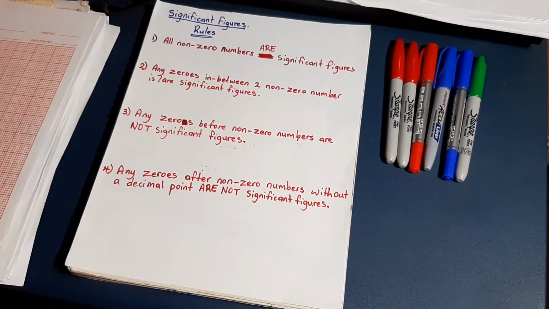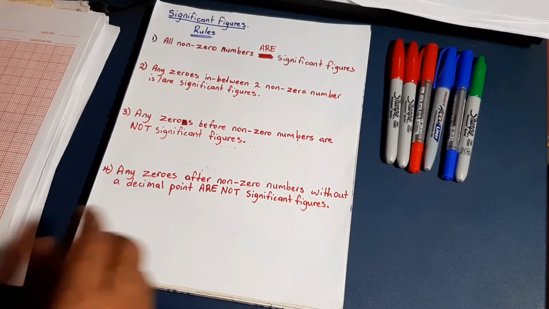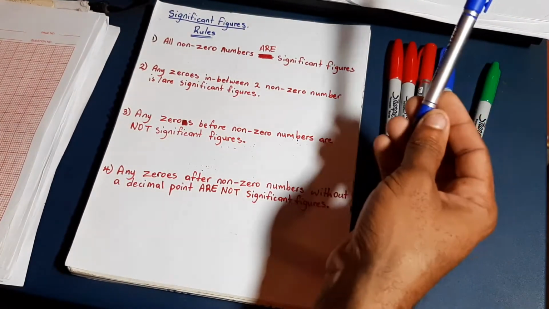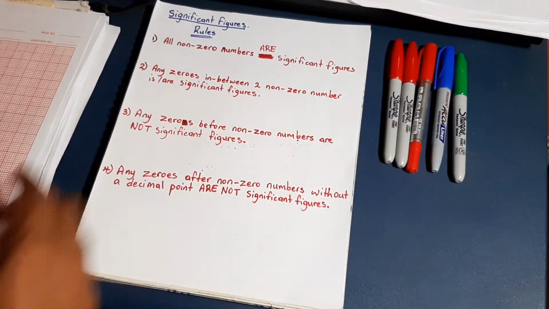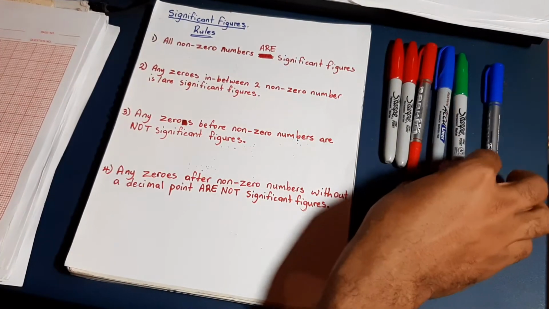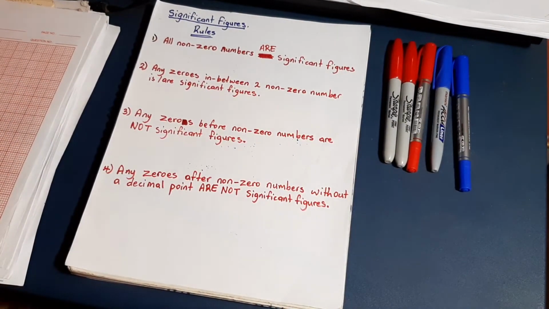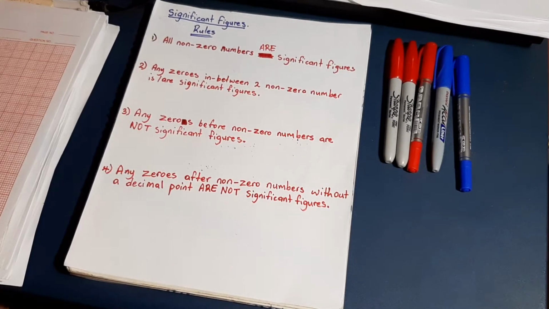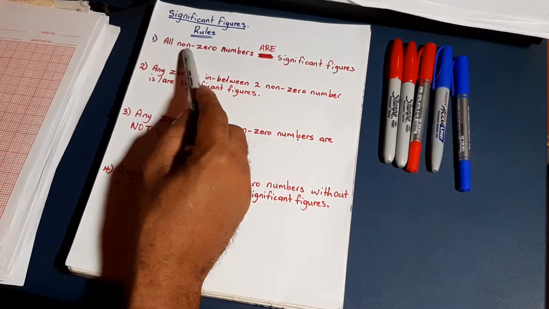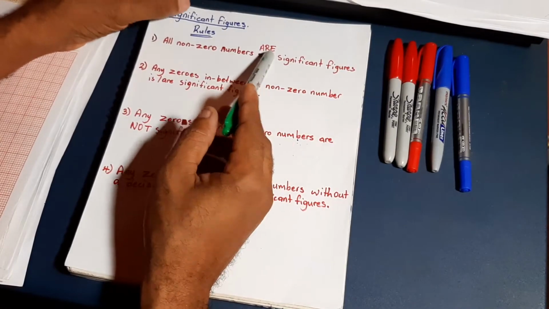And in another video I'm going to do some questions pertaining to significant figures, standard form, rounding off numbers to a particular decimal place, and stuff like that. So let's get into the rules. We have 5 rules that we're going to go through that have to do with significant figures. Rule number one: all non-zero numbers are significant figures.